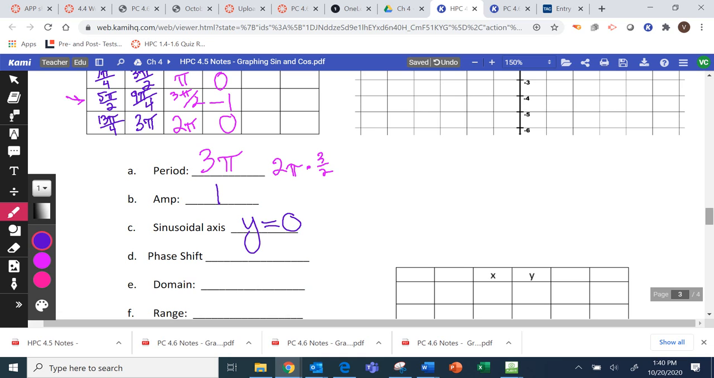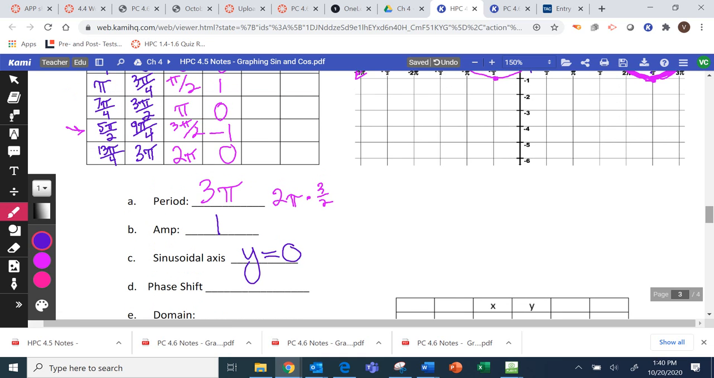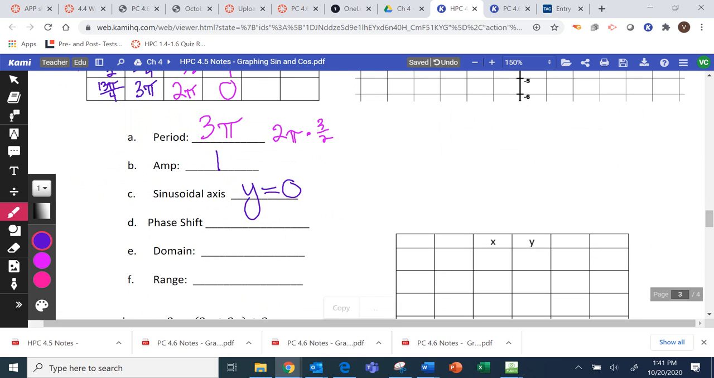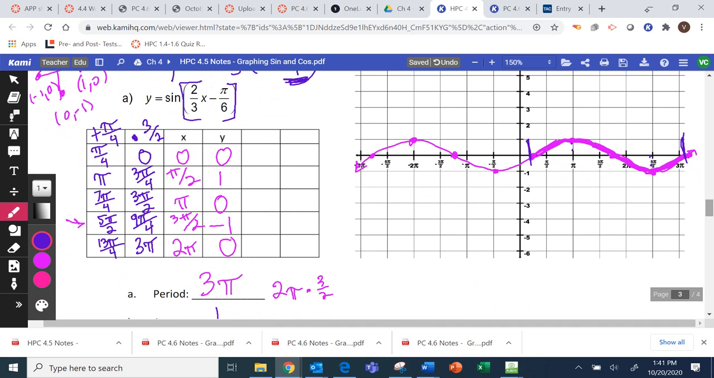The phase shift is the horizontal translation, which went plus pi over 4. We write the words right pi over 4. That's like you writing your transformations out. Notice how I'm not asking you to do that because you're just putting it in this information here. The domain, we're going to write in interval notation from left to right.